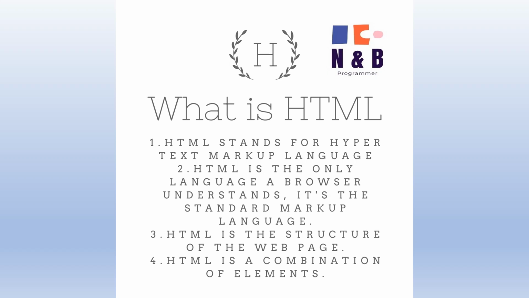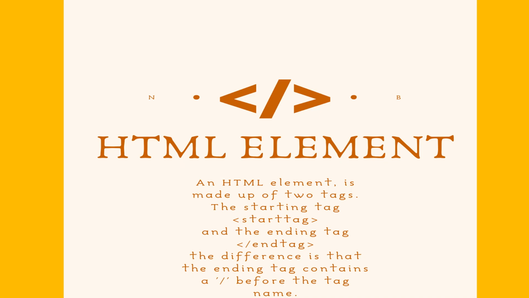The last thing to say is that HTML is a combination of elements. So what does that mean? Let's see. What are the elements of HTML? An HTML element is made up of two tags. The starting tag, as you can see, has the smaller sign and the bigger sign, and in between we have the start tag, whatever that is. That's just an example. And the ending tag, between those arrows as well, we write the end tag, which is the same name.